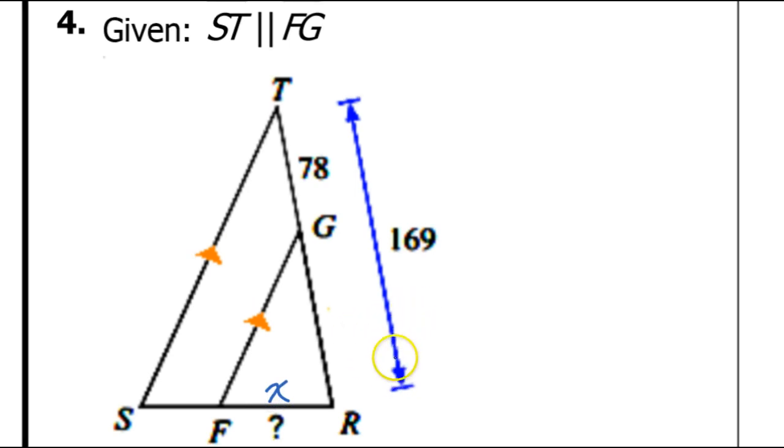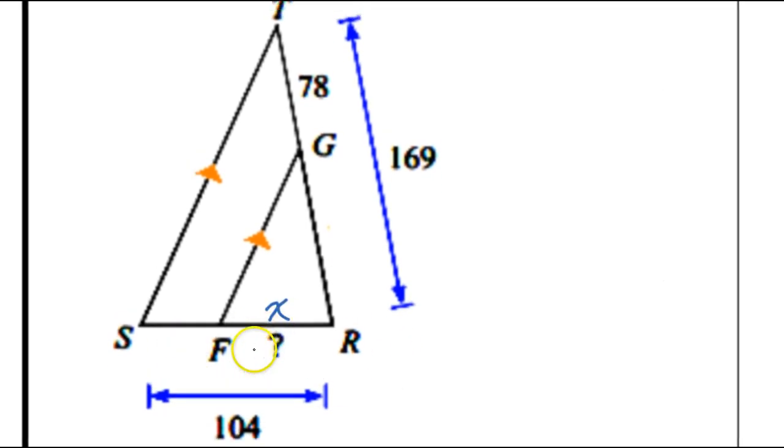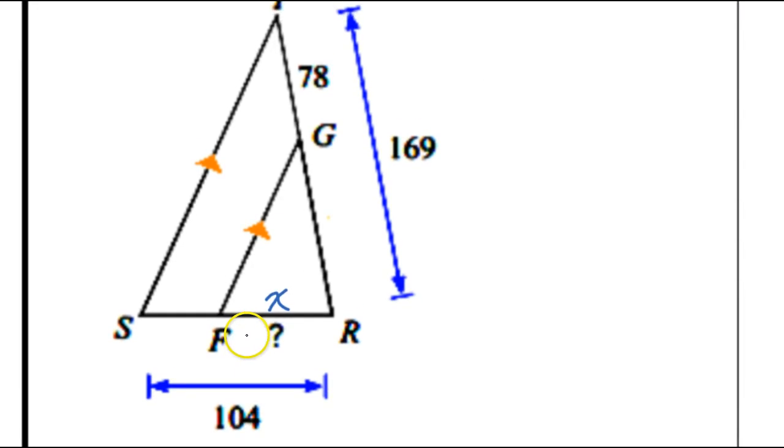So it's time to decide what I'm going to do. Okay, I have a choice. I can either use the Side-Splitter Theorem, where I would need an expression for these missing pieces, or I can do old over new. I can look at the triangles separately. I think I'm going to do the Side-Splitter Theorem this time, since we're not dealing with the parallel sides.